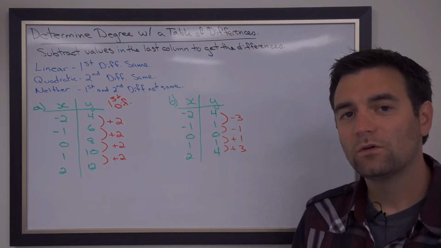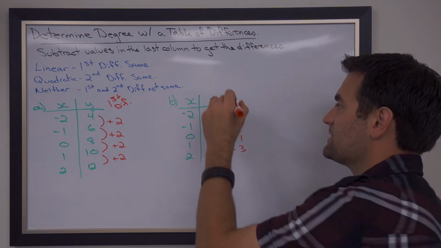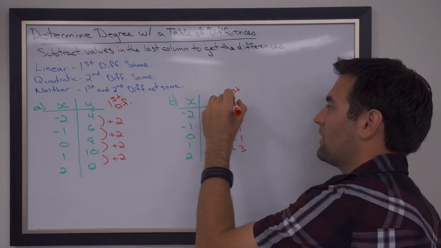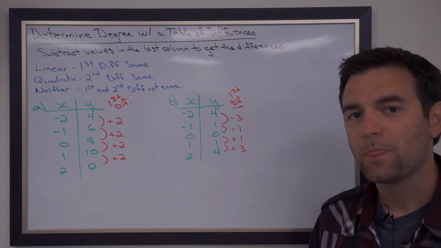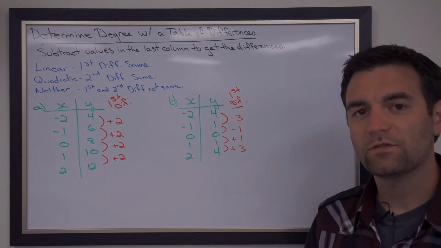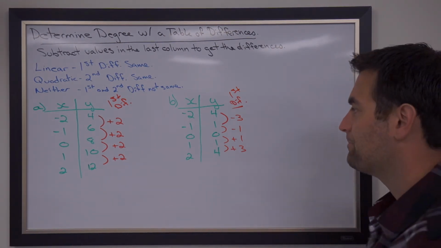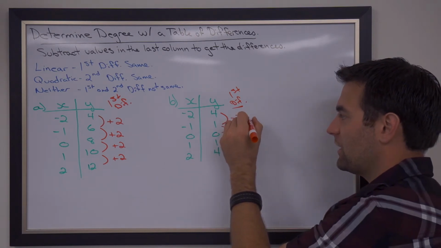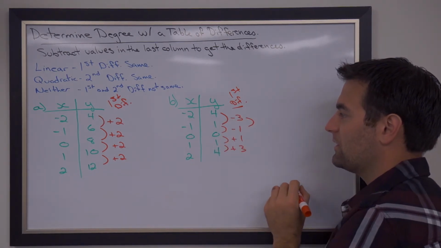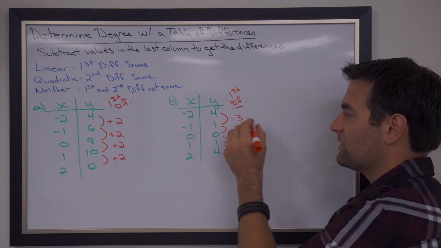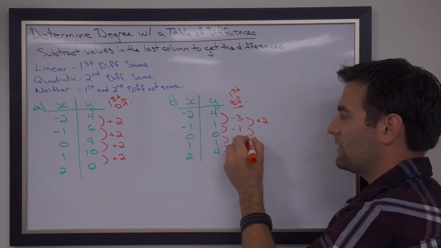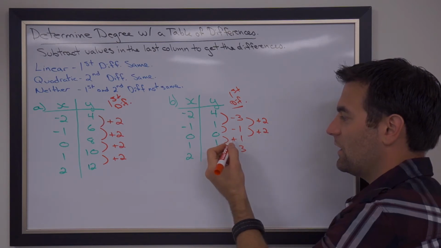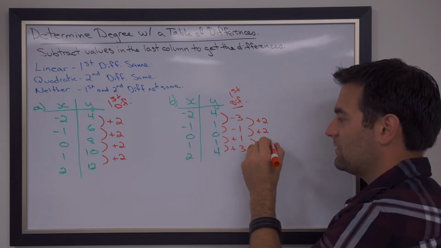So now, our first differences are not the same. They're all different. So we continue making differences until we can get them the same. Moving on, negative 3 to negative 1, we have to add 2. Negative 1 to positive 1, we have to add 2. And 1 to 3, we have to add 2.